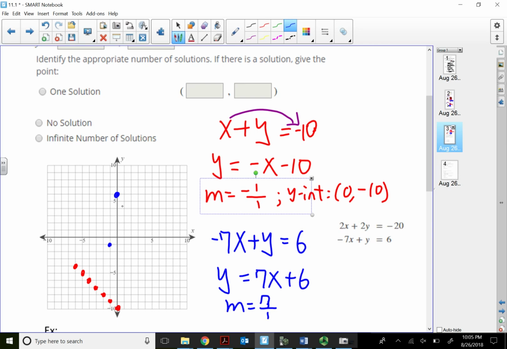Did I count it right? 1, 2, 3, 4, 5, 6, 7. Yep. Do it again. 1, 2, 3, 4, 5, 6, 7 to the left one. Oh, right here. This is where they're going to intersect. Down 7 to the left one. Voila. And what's that point of intersection? -2, -8. Choose this one. -2, -8.